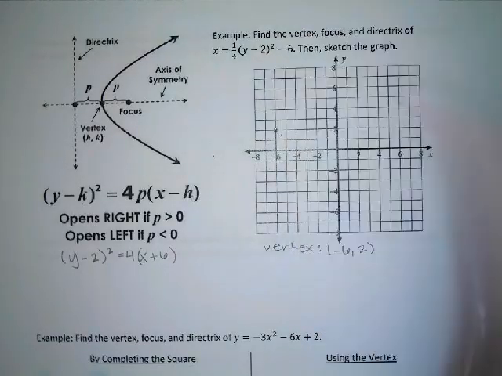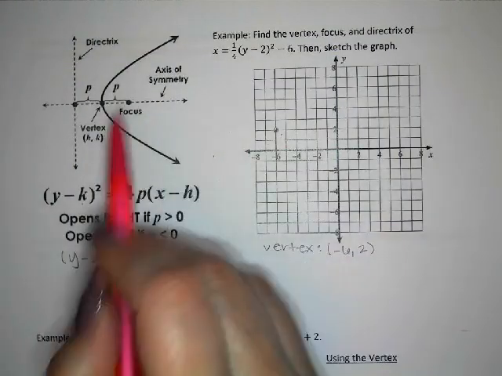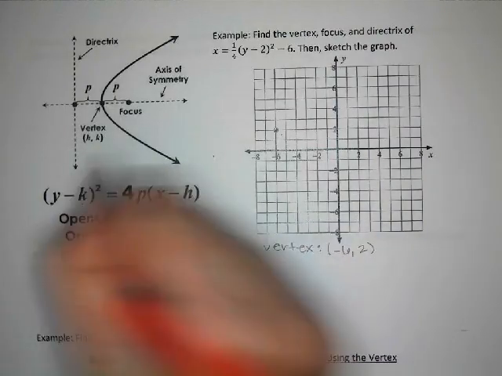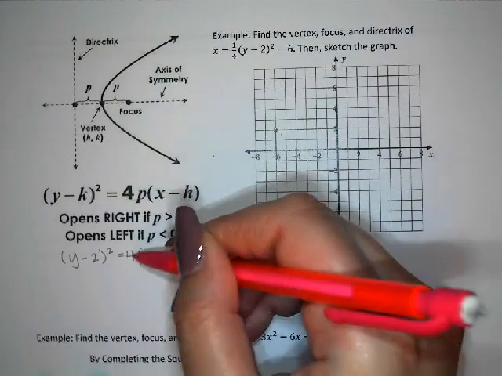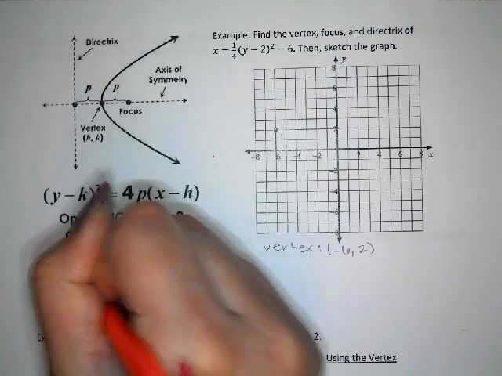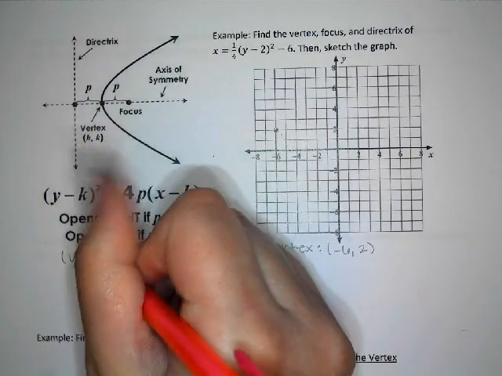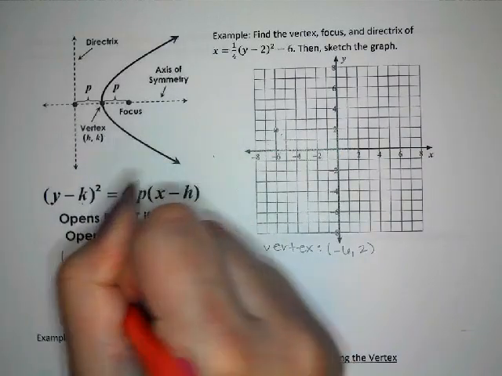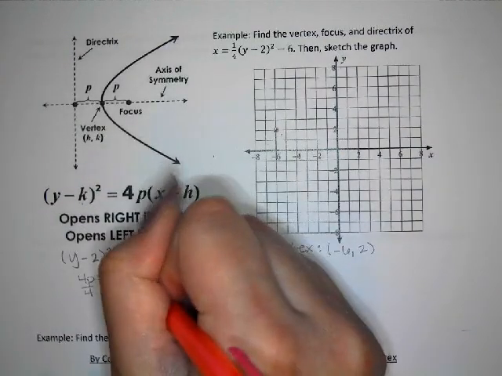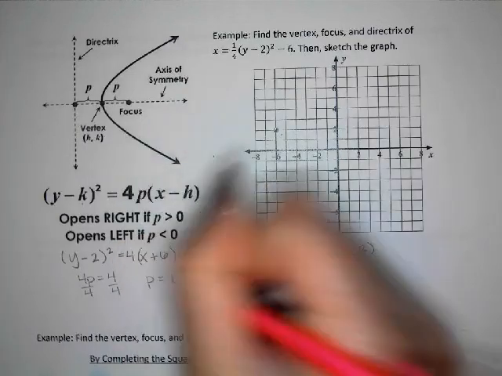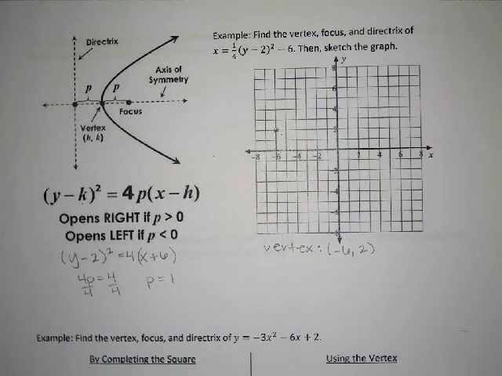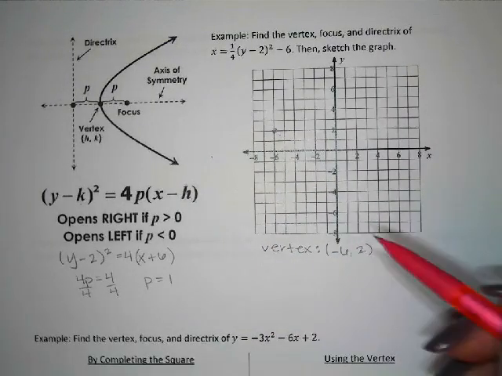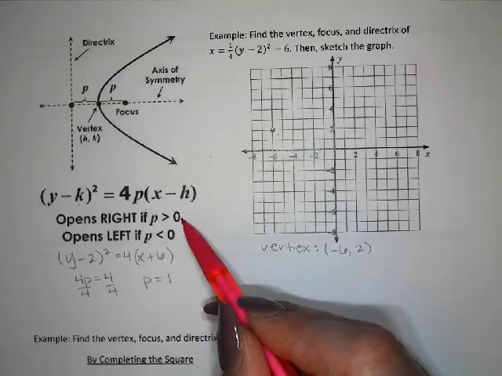And then we need to go ahead and find the value of P so that we can draw the focus and the directrix. So right now we have 4P is equivalent to 4. 4P equals 4. So we'll divide by 4, and we get P equals 1. All right. So P equals 1, which means that for this, that's +1, so this graph opens to the right.